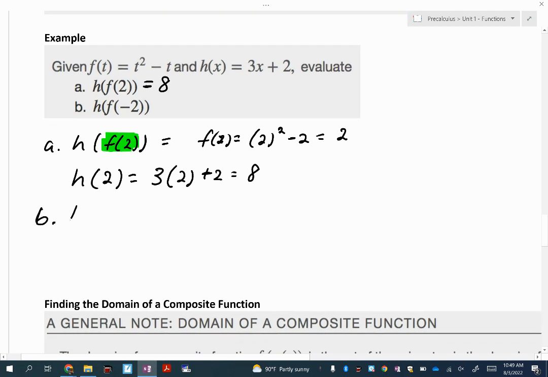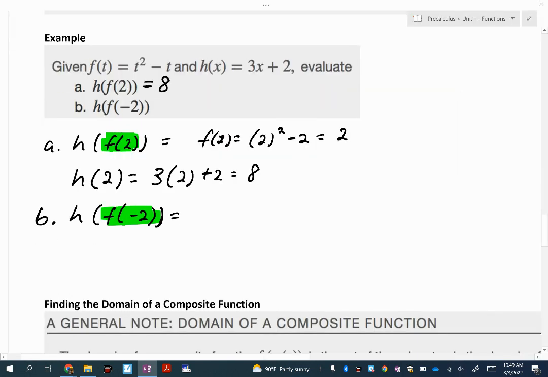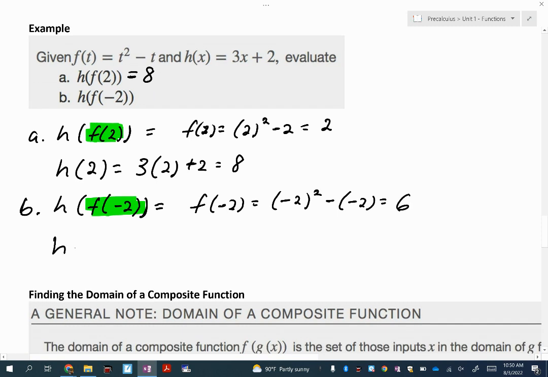Same thing for letter B. It's actually the same order. So I'm going to focus again on that f function, since that's my inside, and I'm going to do f of negative 2. So f of negative 2 is negative 2 squared, minus a negative 2, so that's 4 plus 2, which is 6, and then evaluate the h function at my value of 6. So 3 times 6 plus 2, so that's 18 plus 2, which is 20. So h of f of negative 2 is 20.